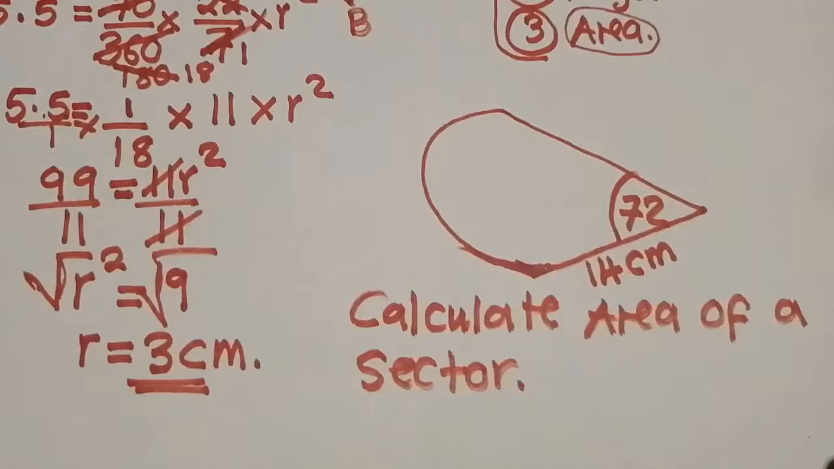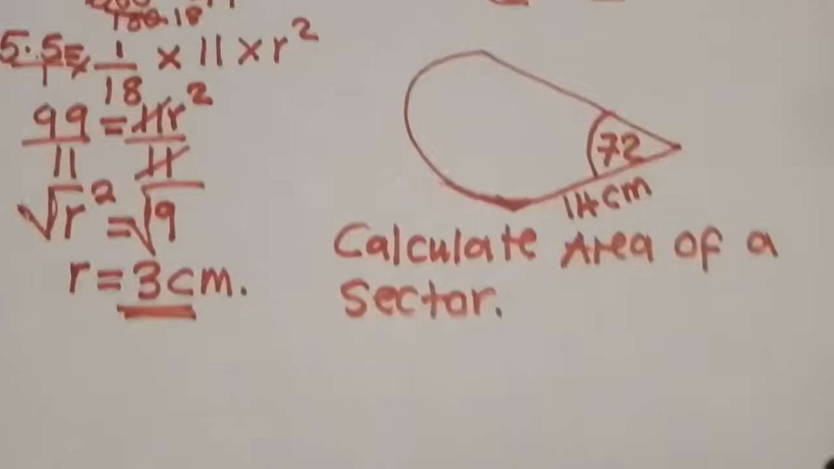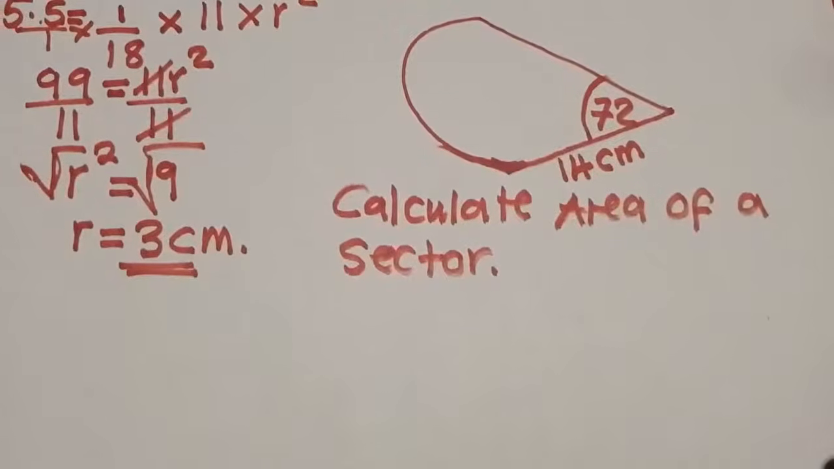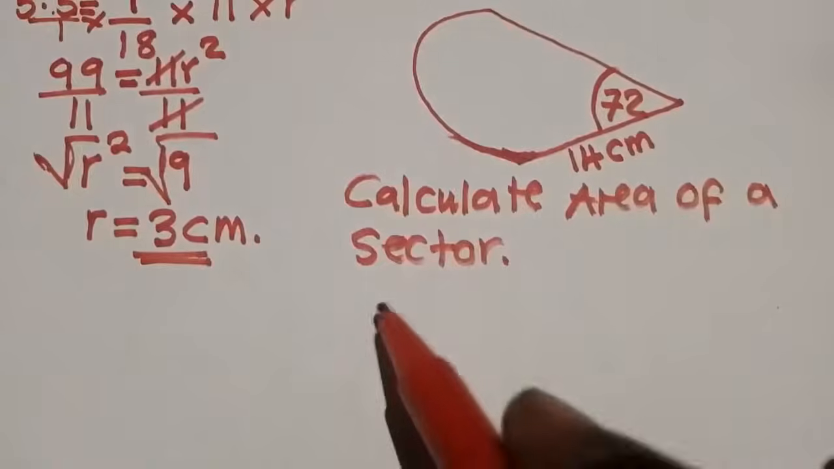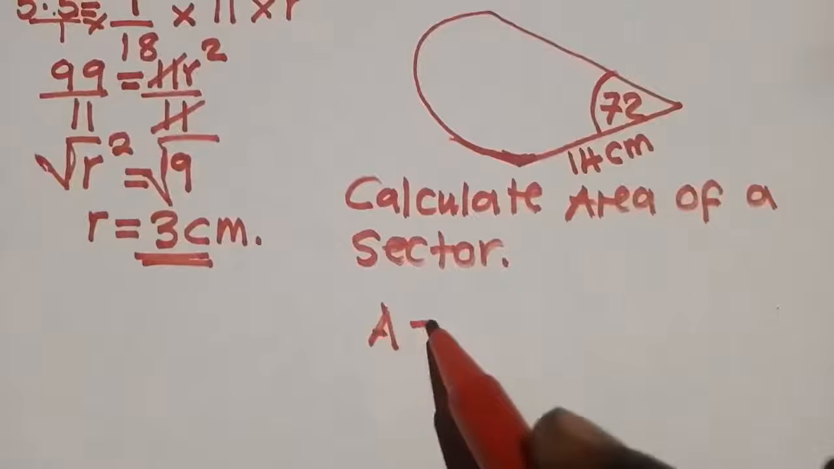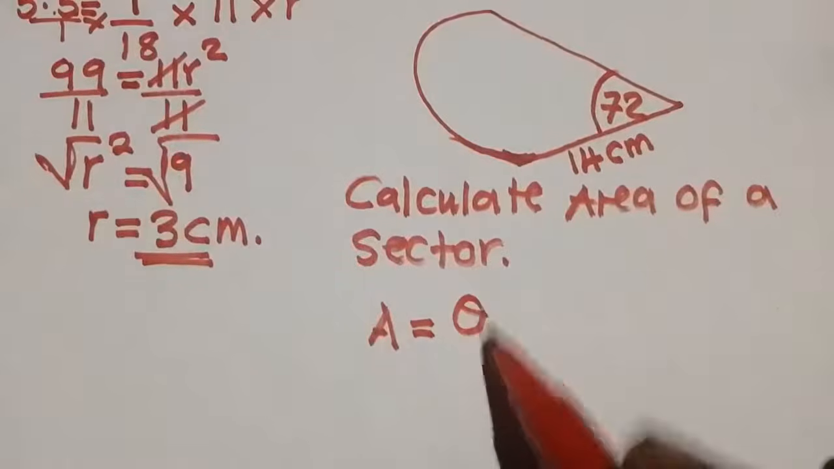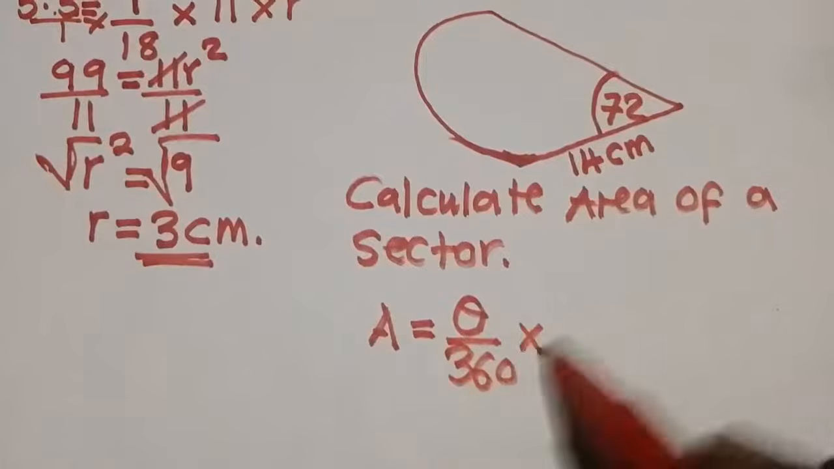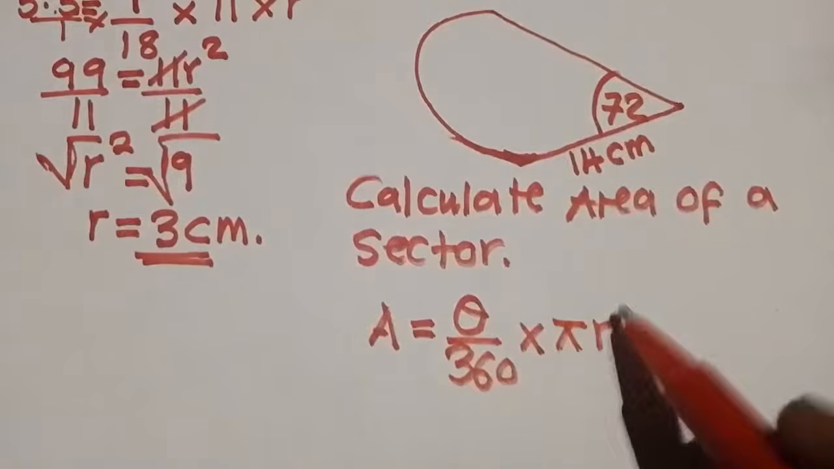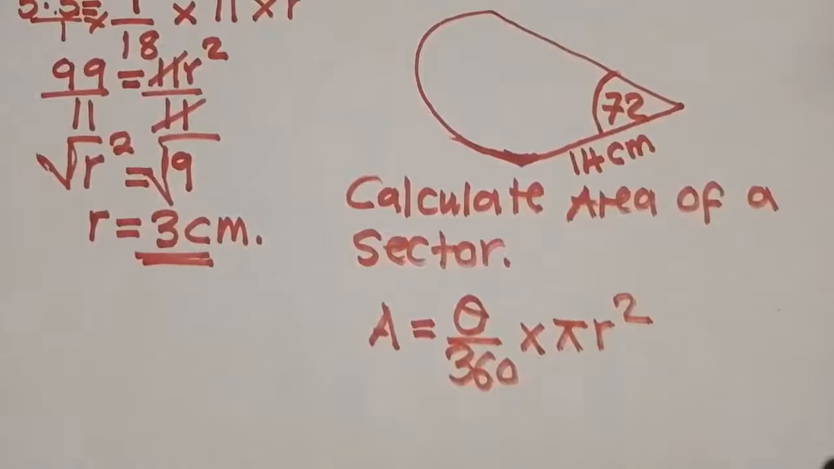You are going to use the same formula that we used. The same formula that I was using to come up with all those solutions is the same one I'm going to use. Area of a sector is equal to theta over 360 times pi r squared. This is the formula that we get to use.